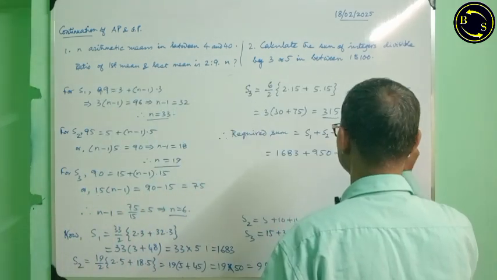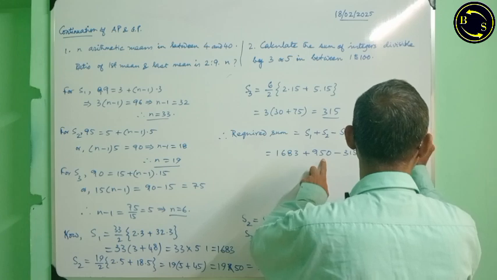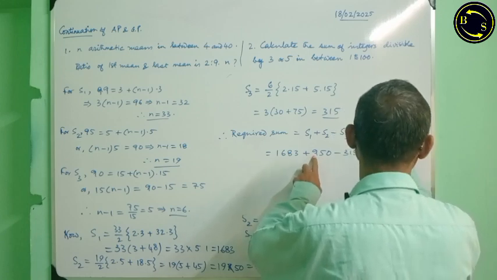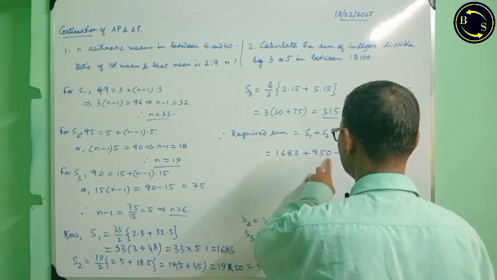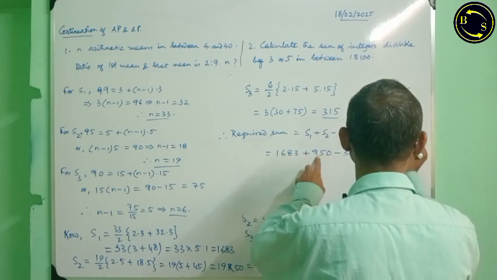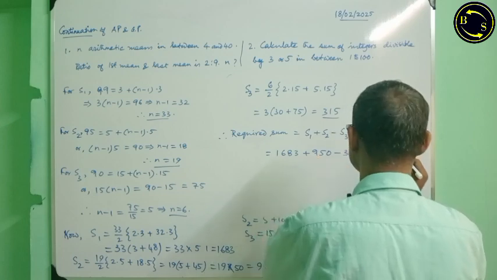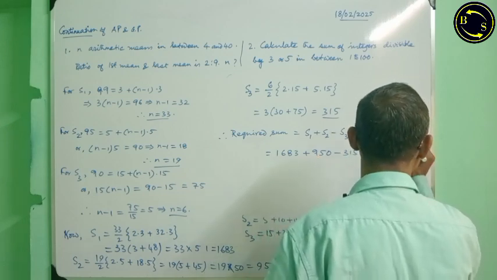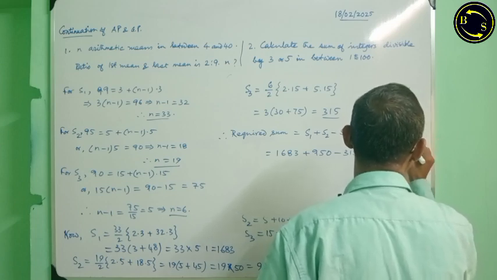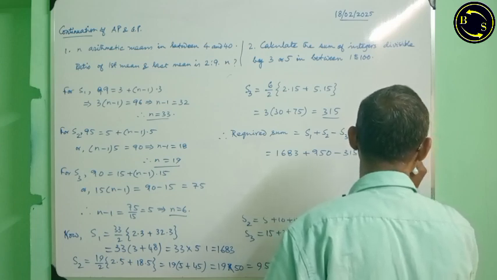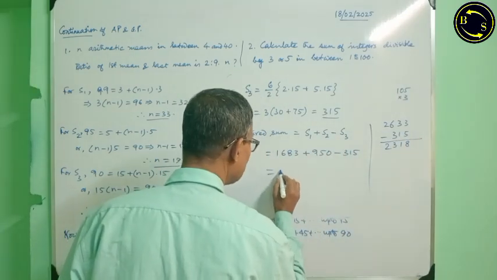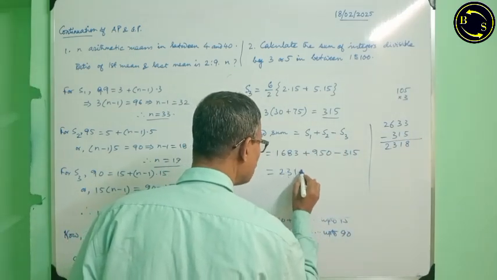Now we calculate 315. The required sum will be 2318.